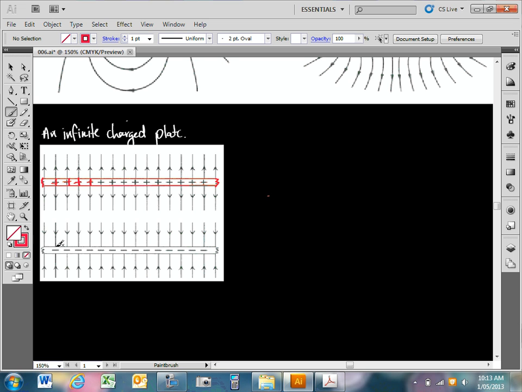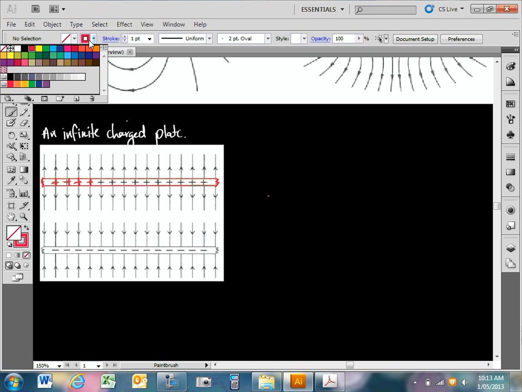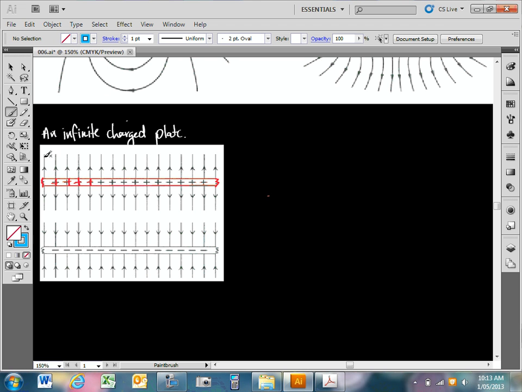This one here is the same situation, except it's negatively charged. Now you might notice these things outside the infinite plate. These things here. What's this? This is the electric field.